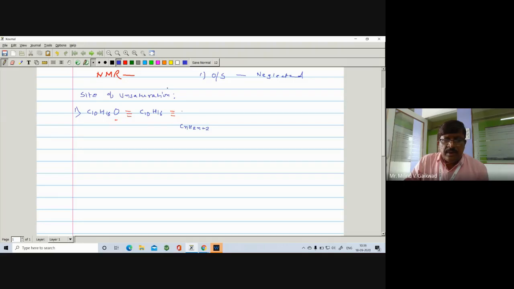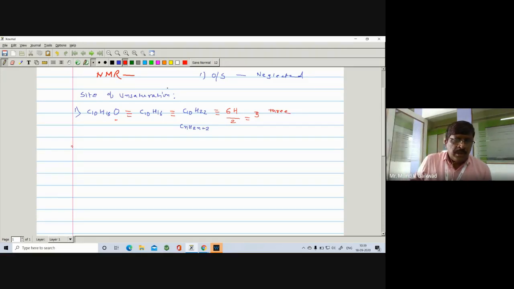So C10H22. Then we subtract the molecular formula C10H16 from this. You will find that you have 6 hydrogens left. Then you have to divide by 2. So it contains 3 sites of unsaturation.